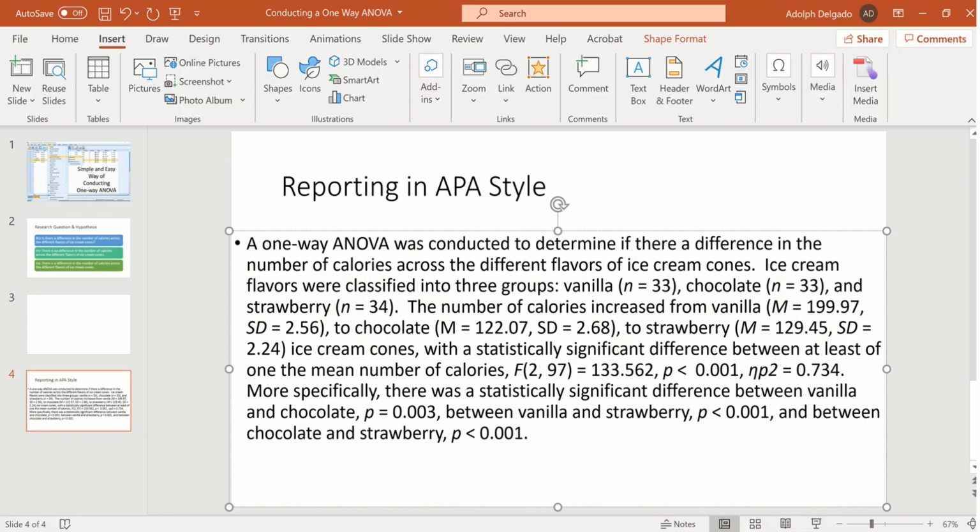Alright, so now you know how to conduct an ANOVA test. You know how to connect it to your research question and hypotheses. And now you also know how to report it in APA style.